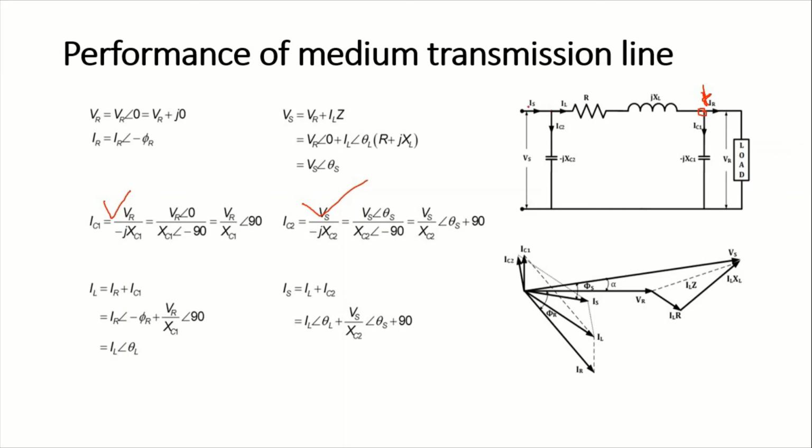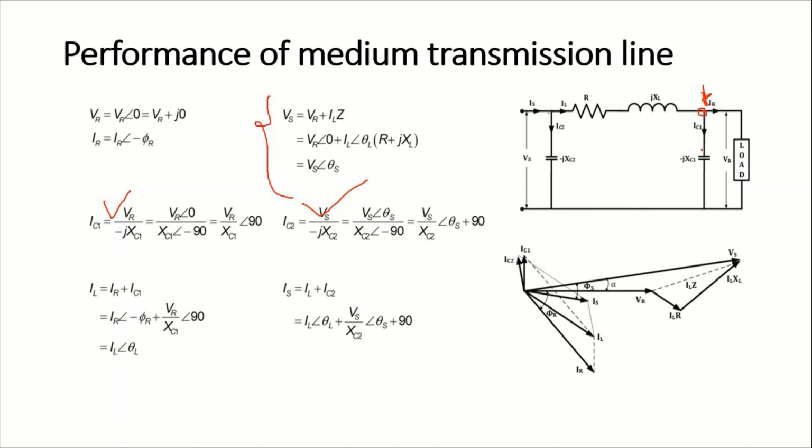Now the current IS can be found by applying KCL at this point. The current entering the node is IS and the current leaving the node is IL and IC2. So IS is equal to IL plus IC2, and the value of IL is IL angle theta L, plus the value of IC2, which is VS by XC2 angle theta s plus 90. Now the value of VS can be found by using this equation.